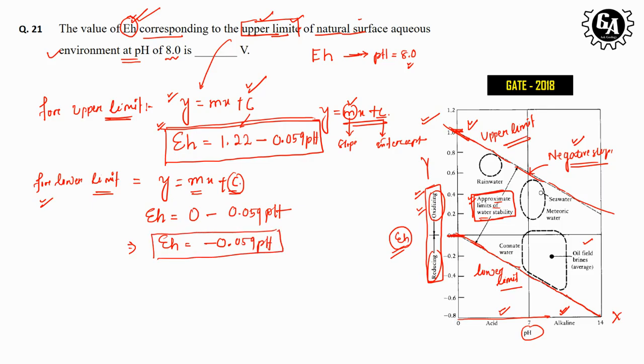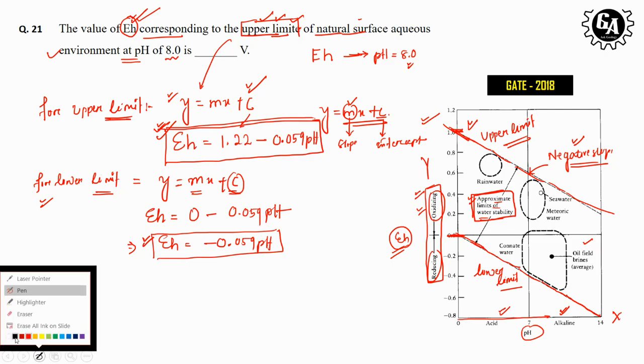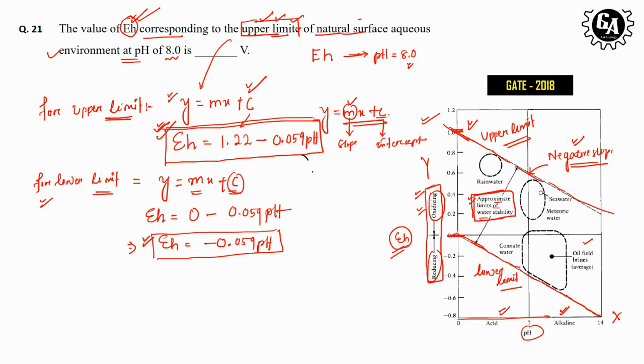In this question, it is asking for the upper limit, but if it asked for the lower limit, then this formula would be used, and for the upper limit this other formula will be used. So let us just calculate for the upper limit. This question is asking for the upper limit, so our answer will be for the upper limit.